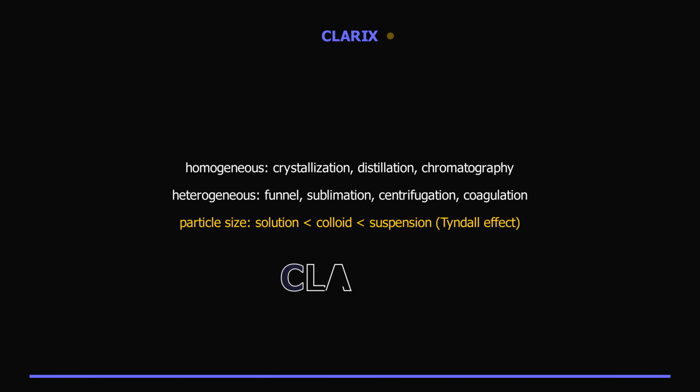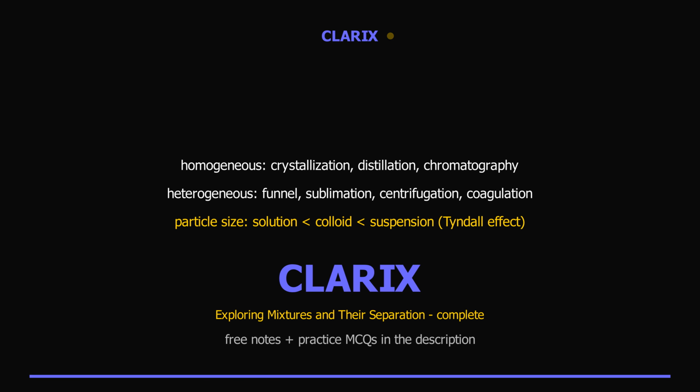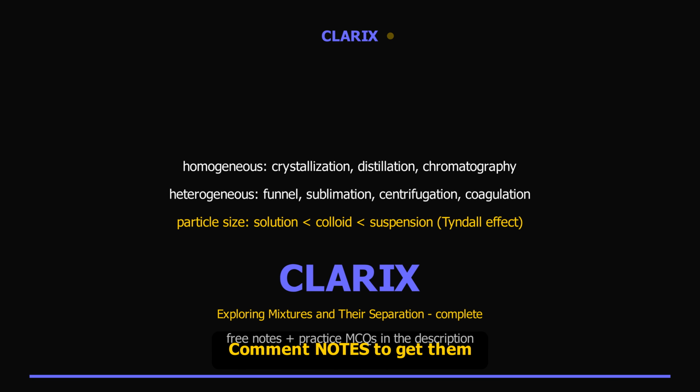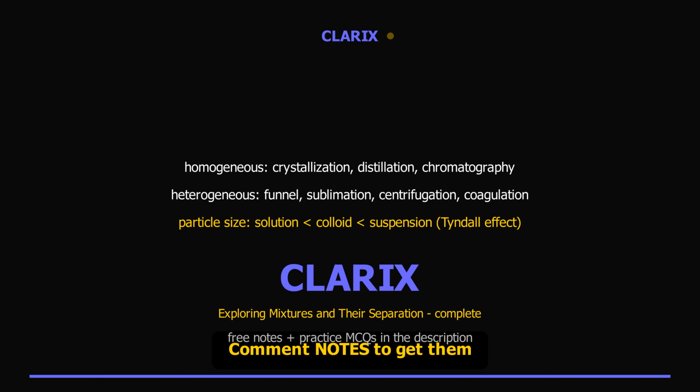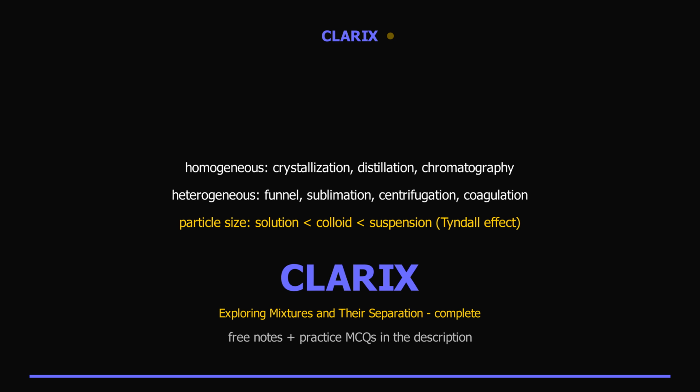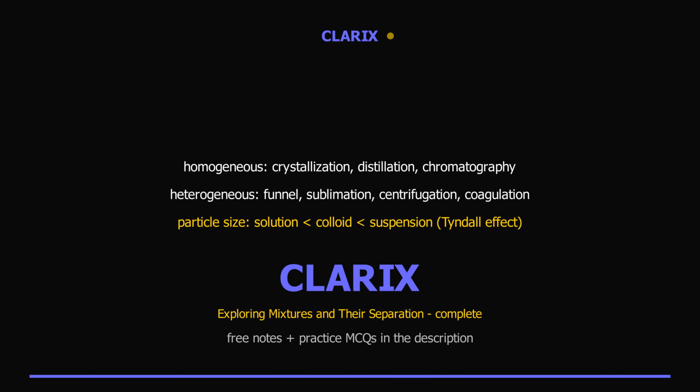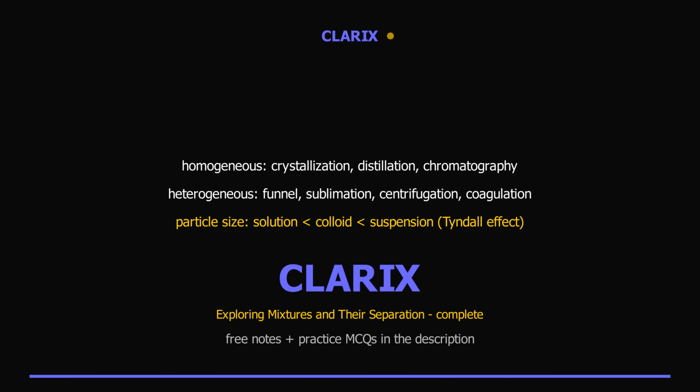Homogeneous mixtures are uniform and get separated by crystallization, distillation, or chromatography. Heterogeneous mixtures aren't uniform and get separated using a separating funnel, sublimation, centrifugation, or coagulation. And particle size is what separates solutions, suspensions, and colloids, with the Tyndall effect as your quickest test.